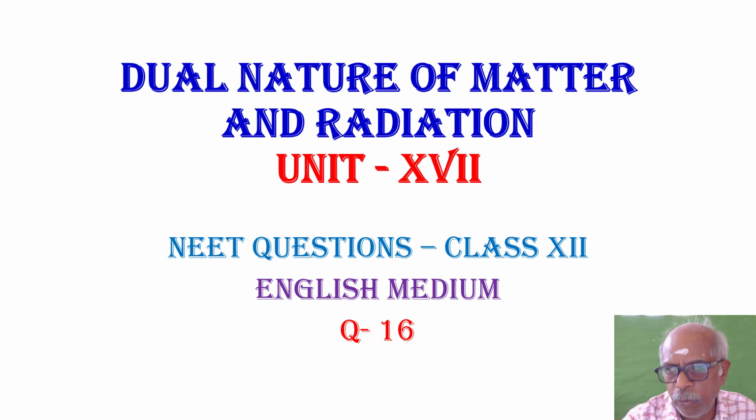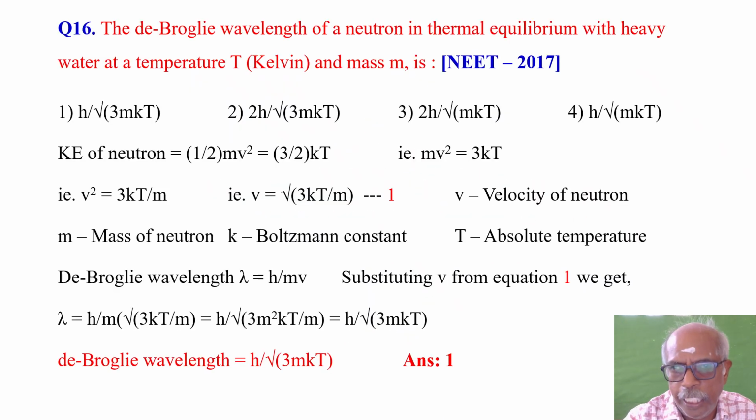In today's video, we are going to solve a multiple choice question from Unit 17 of your NEET syllabus, that is the dual nature of matter and radiation. So what is the question, sir? The question is: the de Broglie wavelength of a neutron in thermal equilibrium with heavy water at a temperature T Kelvin, and mass m, is how much?